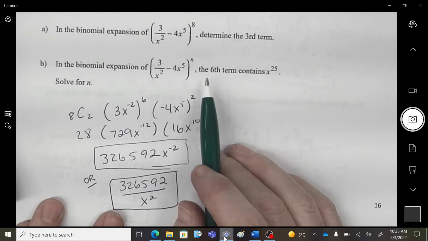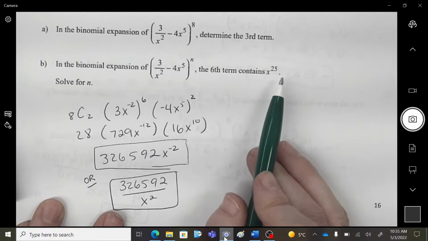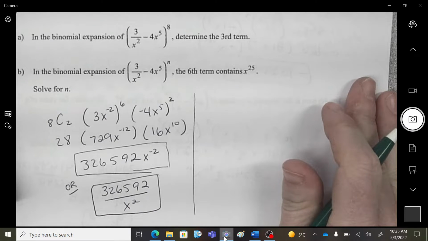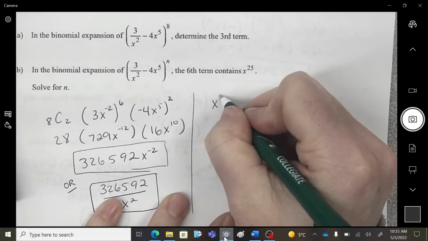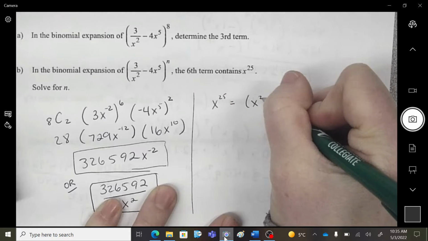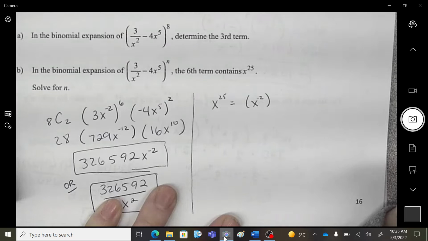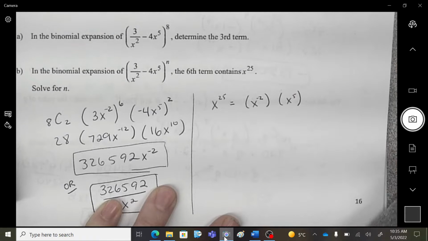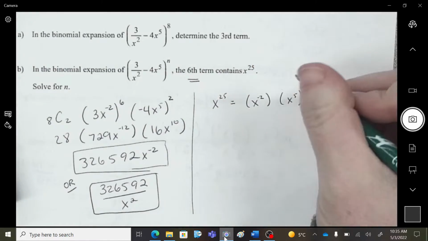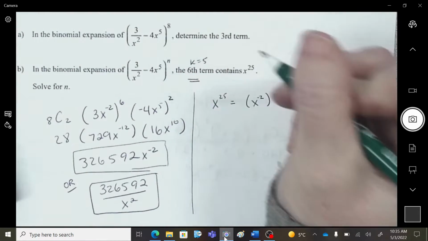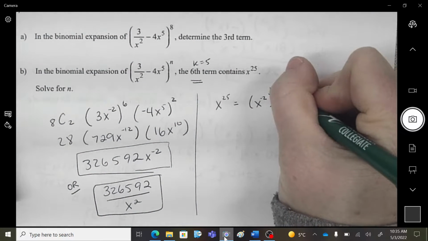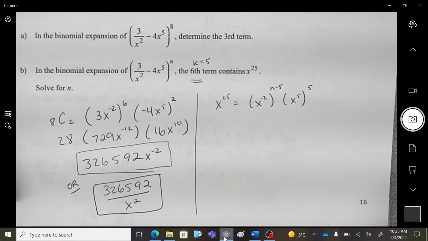In this binomial, the sixth term contains an x to the 25th. Solve for n. Okay, so we have an x to the 25th. Where did that come from? It came from x squared, negative squared in that unit, and it came from x to the fifths in that unit. The sixth term means that k is 5, your choosing number. So then this would have been a 5, and this is the exponent minus 5.